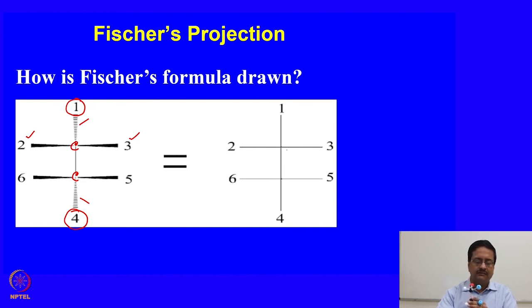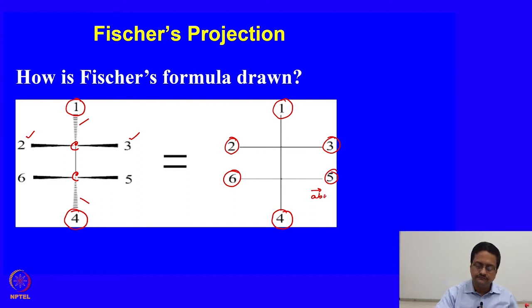So when we have the vertical line, the terminal atoms on the vertical line are below the plane of projection, and the side atoms on the horizontal line are above the plane of projection. So this orientation of drawing has to be kept in mind whenever we draw a Fischer projection.